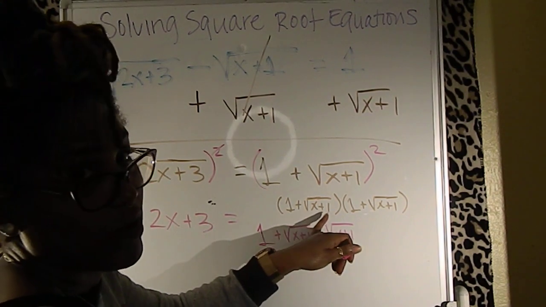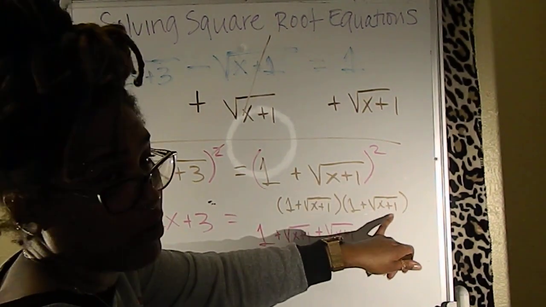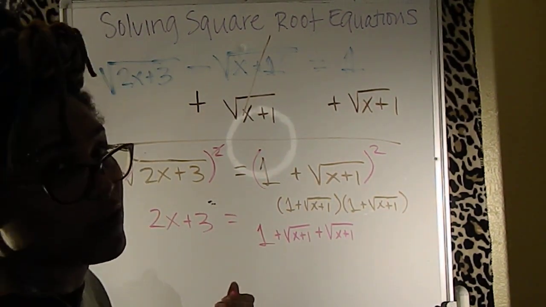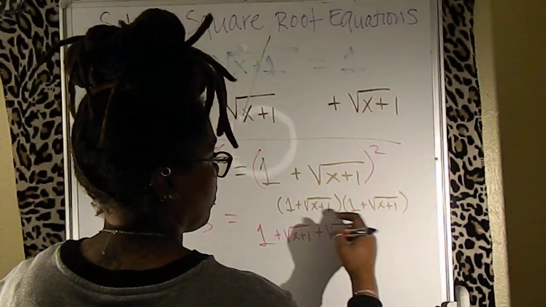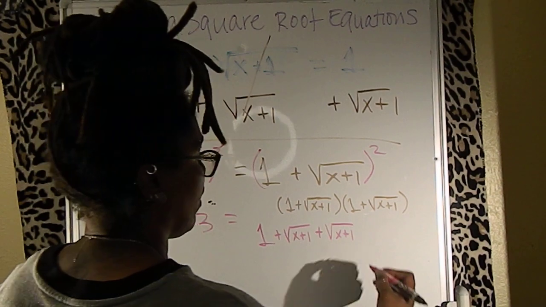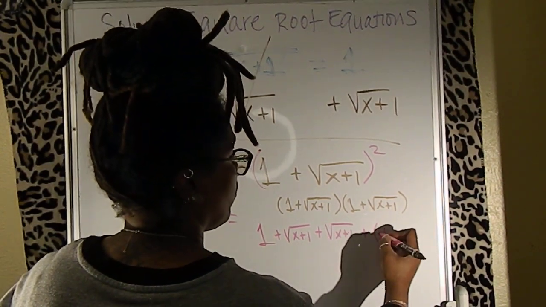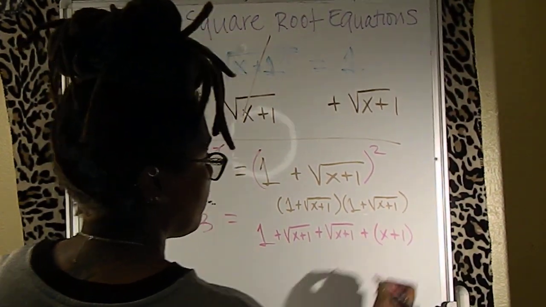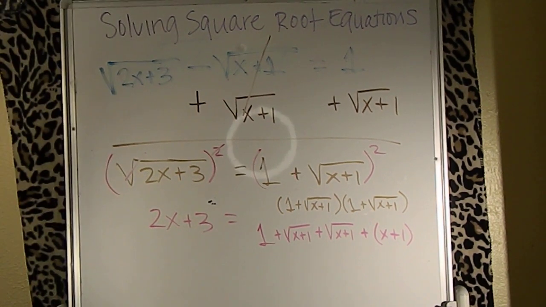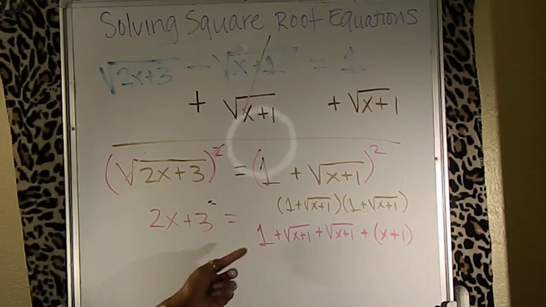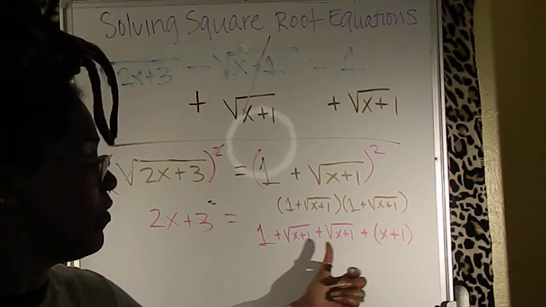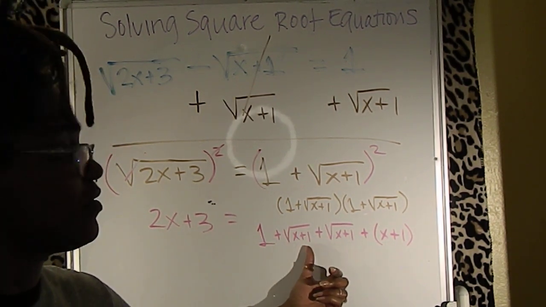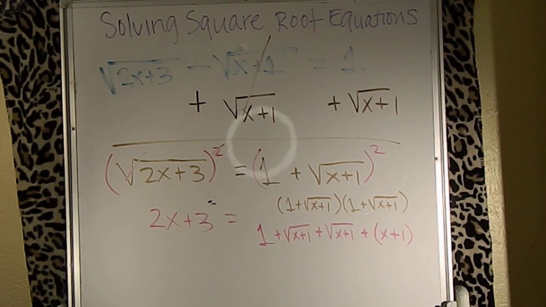And then we have the square root of x plus 1 times the square root of x plus 1, which is the same thing as squaring. So now we're losing the radical, right? That's going to be the square root of x plus 1 squared, which leaves you with the x plus 1. Okay? And then, like I said, if you're on the same side of the equals, then you're going to combine like terms. And we know these two are our like terms. So we're going to combine them.